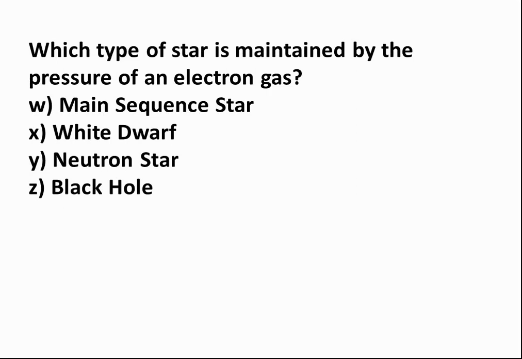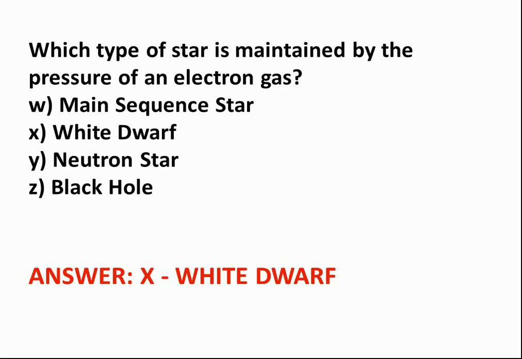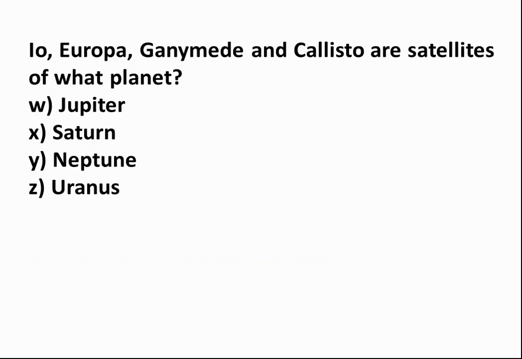W. Main sequence star, X. white dwarf, Y. neutron star, Z. black hole. Answer: X. white dwarf. Io, Europa, Ganymede, and Callisto are satellites of what planet? W. Jupiter, X. Saturn, Y. Neptune, Z. Uranus.